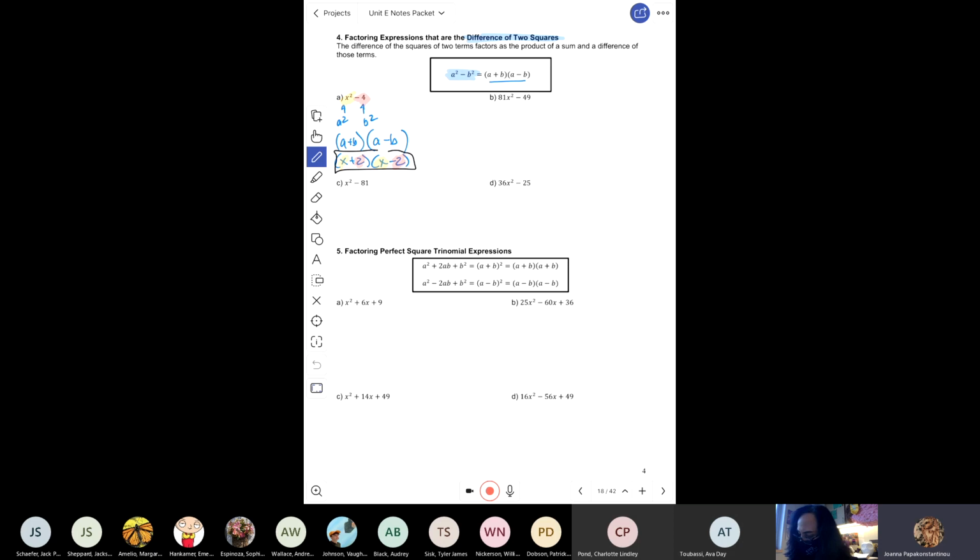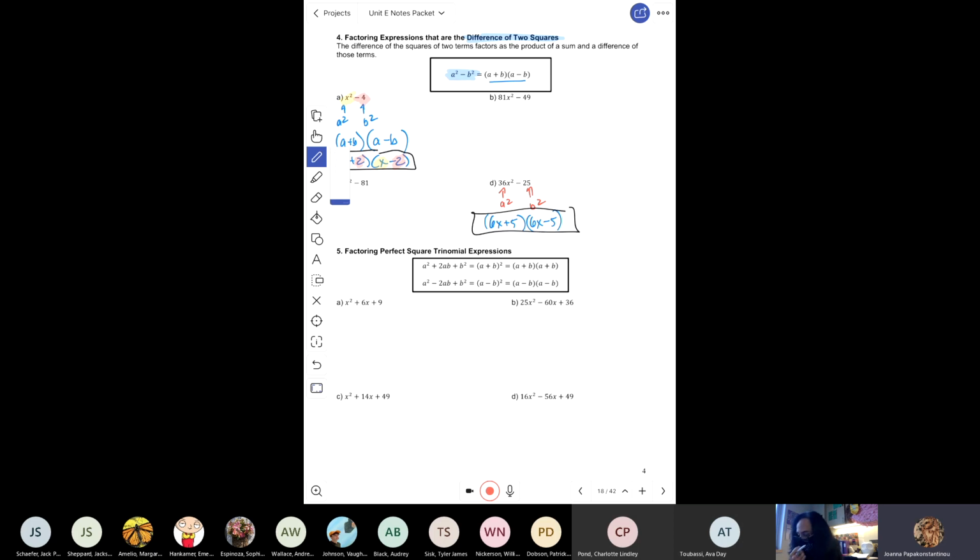Okay. What happens if I have coefficients in front of the x squared? I'm still going to identify A squared and B squared, but when I write it, if I take the square root of 36x squared, what is that going to give me? 6x. And if I take the square root of 25, it becomes plus 5 minus 5. Okay, I'm leaving these two as an exercise for us to come back to.